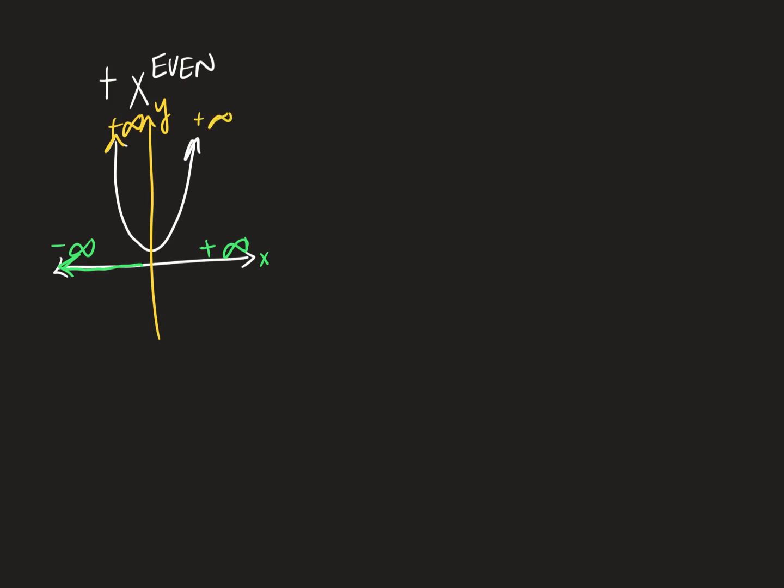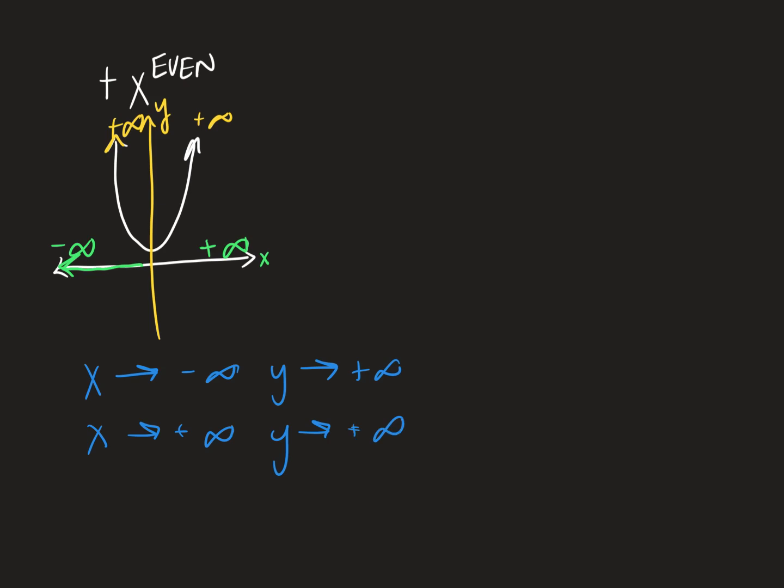So that's the terminology that they're going to talk about. If it's even, it's going to be like that. As x tends to negative infinity, y tends to positive infinity. As x tends to positive infinity, y tends to positive infinity.